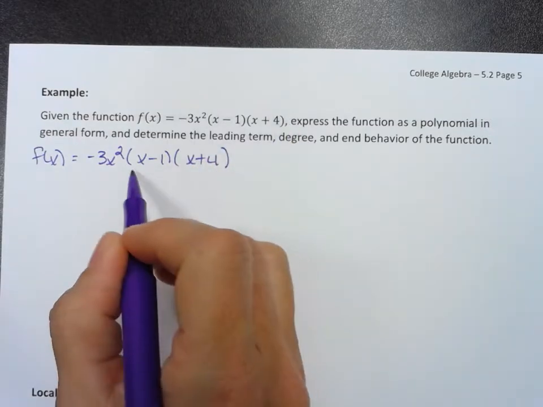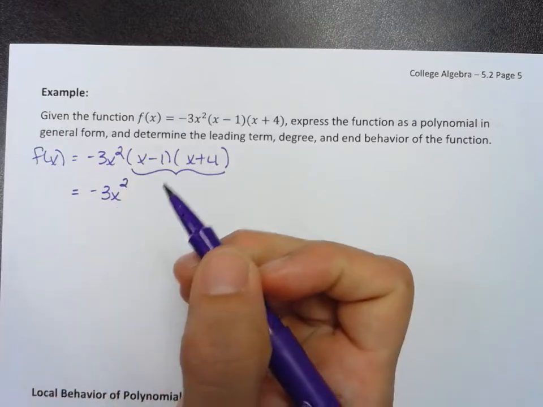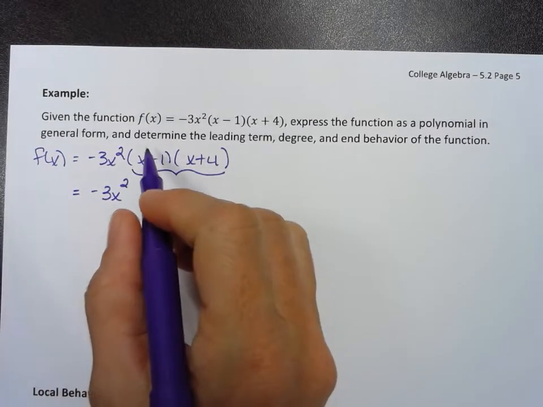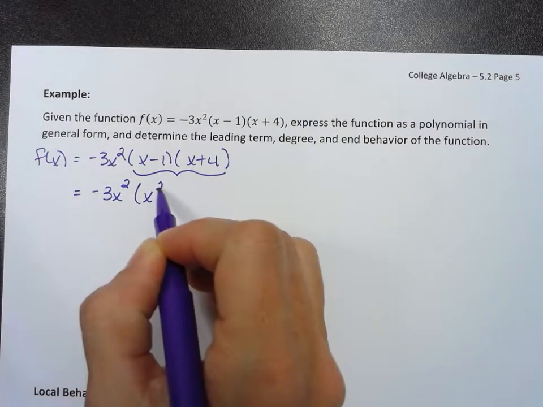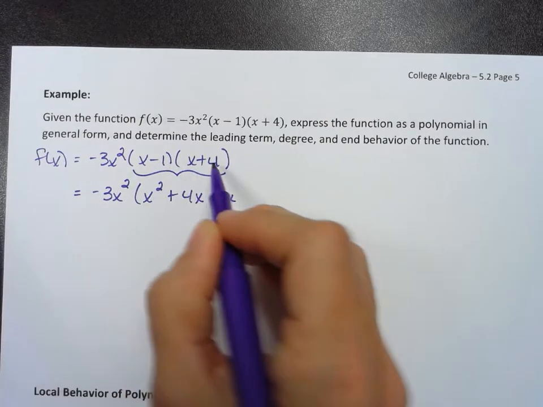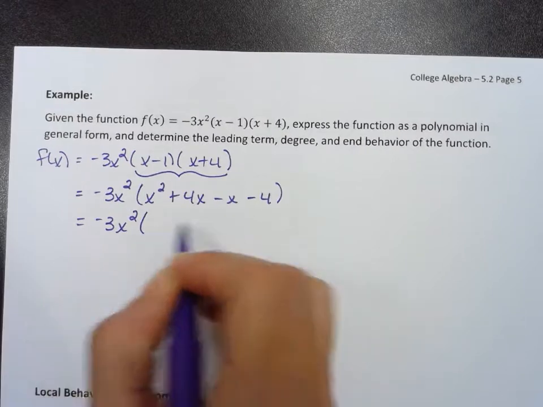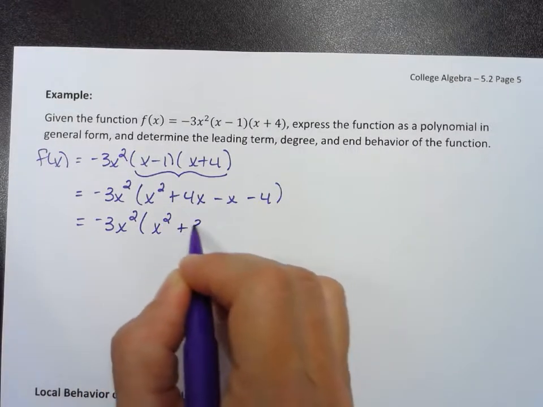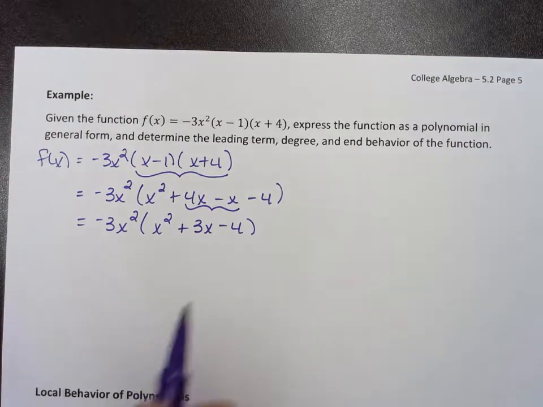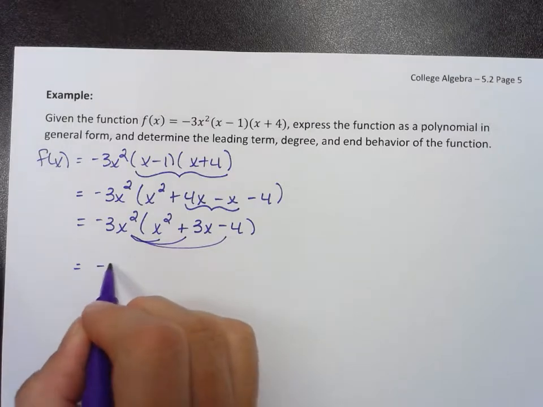Let's go ahead and multiply these two. Remember, when it's multiplication, it doesn't matter which order you do them as long as you multiply them all together. So we'll get x squared plus 4x minus 1x minus 4. So x squared plus 3x minus 4 once we combine our like terms. Now we're going to distribute that negative 3x squared.